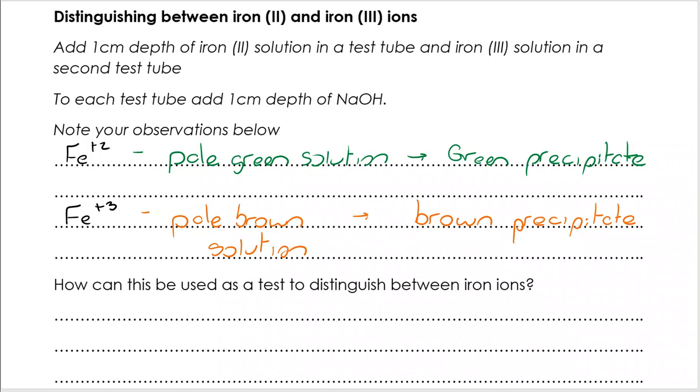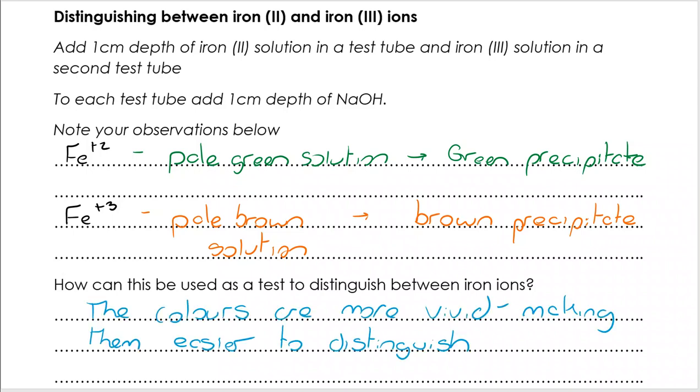Now, why is this useful? If I've got a very dilute solution containing either iron 2 or iron 3, it might be pale green or it might be pale brown, but it might be very hard for me to distinguish between them. But if I precipitate them out, the colours become a lot more vivid. It makes it much easier to distinguish.